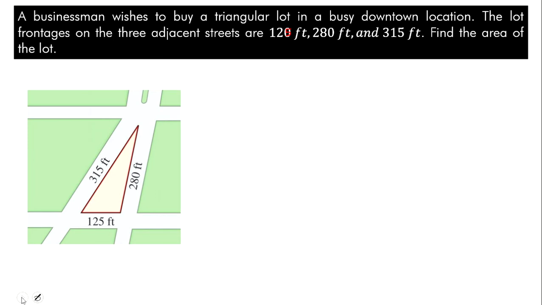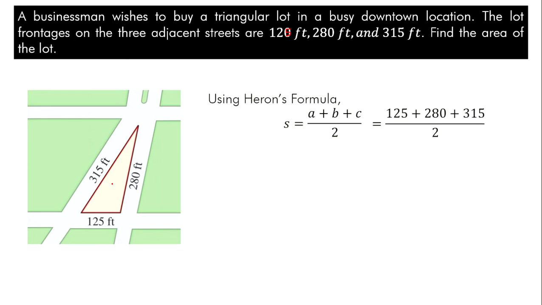So let's have an illustration. Okay, we have here 125 feet for one street, 280 feet for another, and then 315 to another one. Okay, so given this, we need to identify the area of the lot. So in order to identify the area of the lot, we'll have the Heron's formula. So first, let's identify the semi-perimeter. So let's just add this 125 plus 280 plus 315 all over 2, and the result of that is 360.